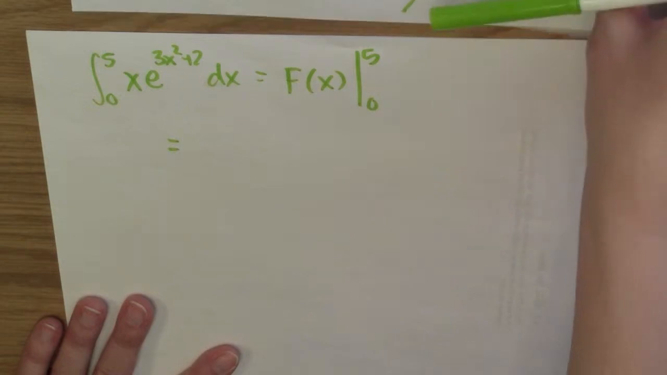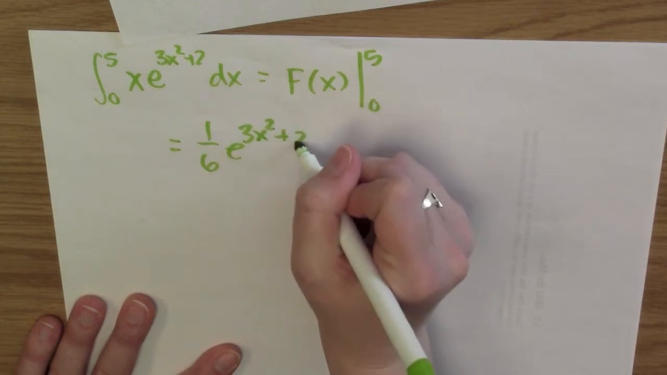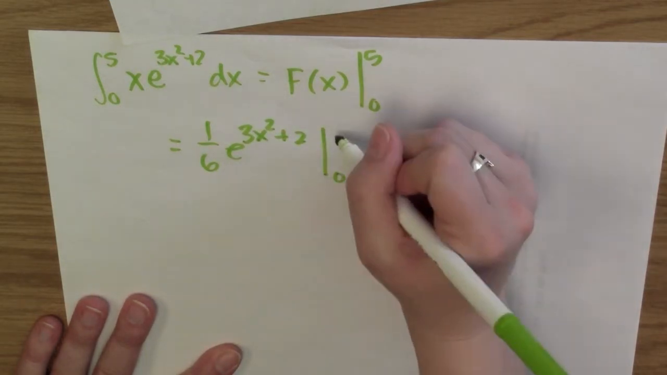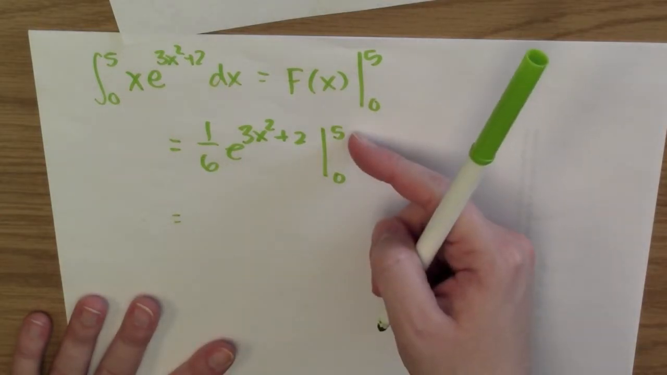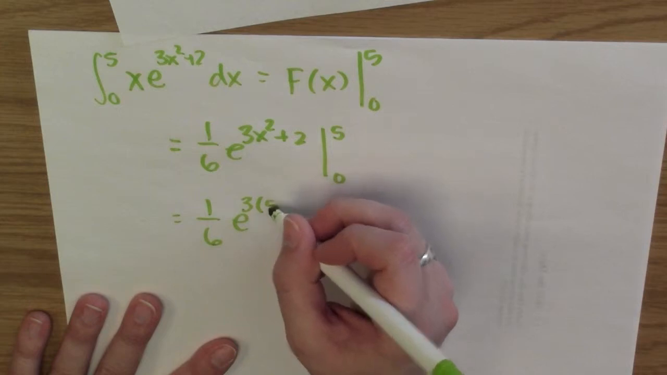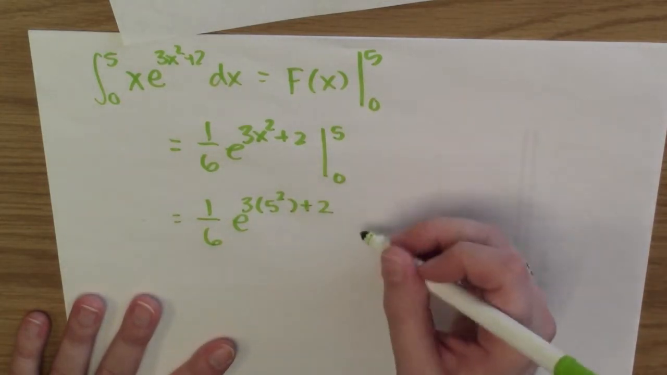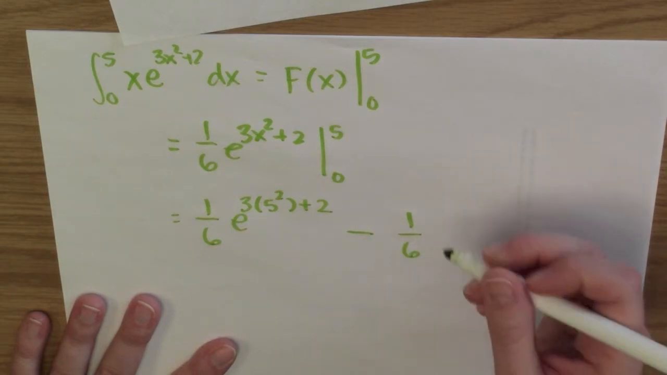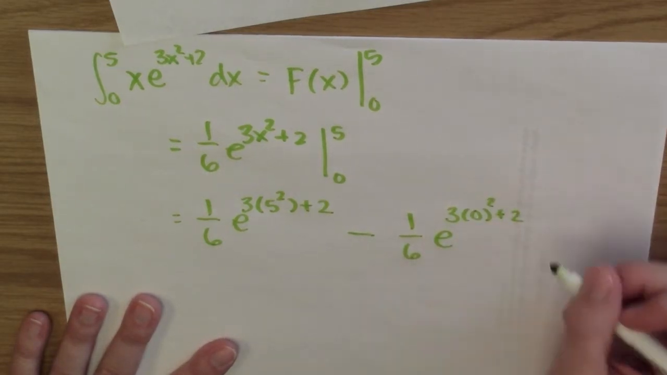Well, my antiderivative from here, 1/6 e to the 3x squared plus 2, and I'm going to evaluate this from 0 to 5. Well, what do I get? First, I evaluate at 5, so that's 1/6 times e to the 3 times 5 squared plus 2. And then I evaluate at 0, and I subtract these. So I have 1/6 e to the 3 times 0 squared plus 2.